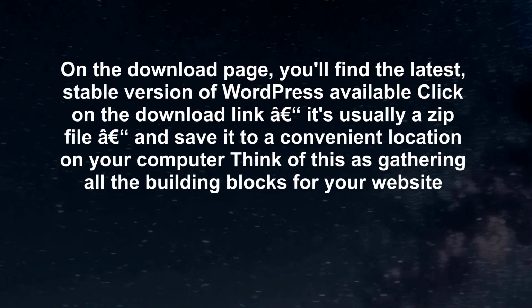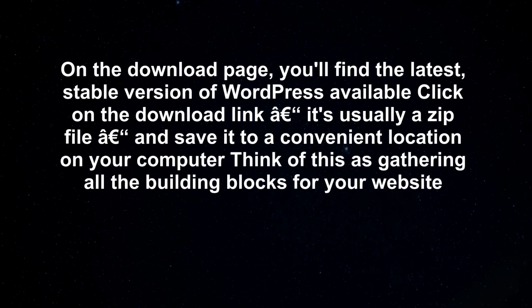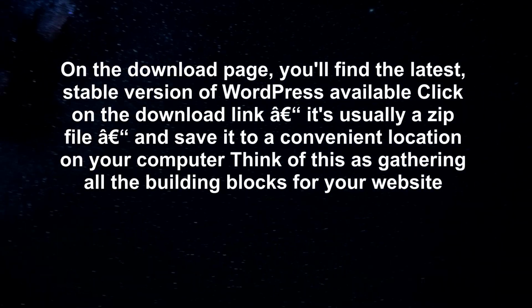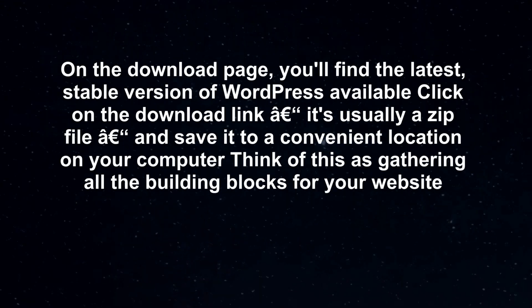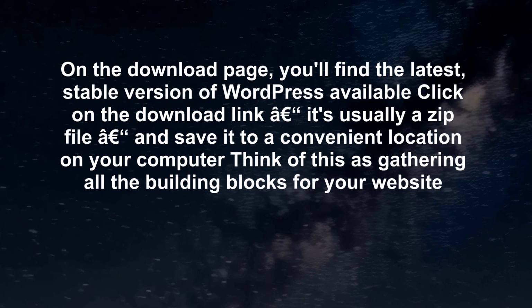On the download page, you'll find the latest, stable version of WordPress available. Click on the download link. It's usually a zip file, and save it to a convenient location on your computer. Think of this as gathering all the building blocks for your website.